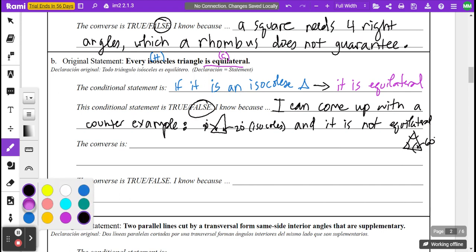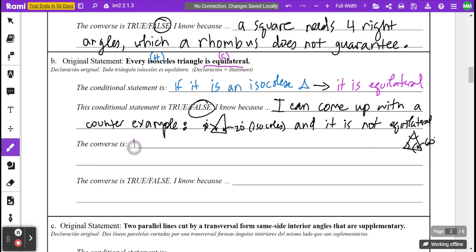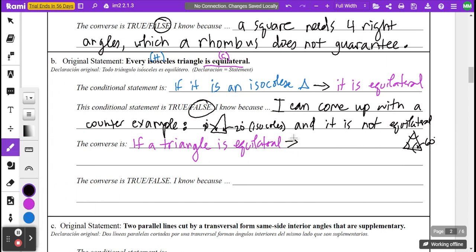Let's write the converse. The converse says if a triangle is equilateral, then it is isosceles. And this one is true. All you need to be isosceles is to have 2 sides of equal length, and your base angles need to be congruent.